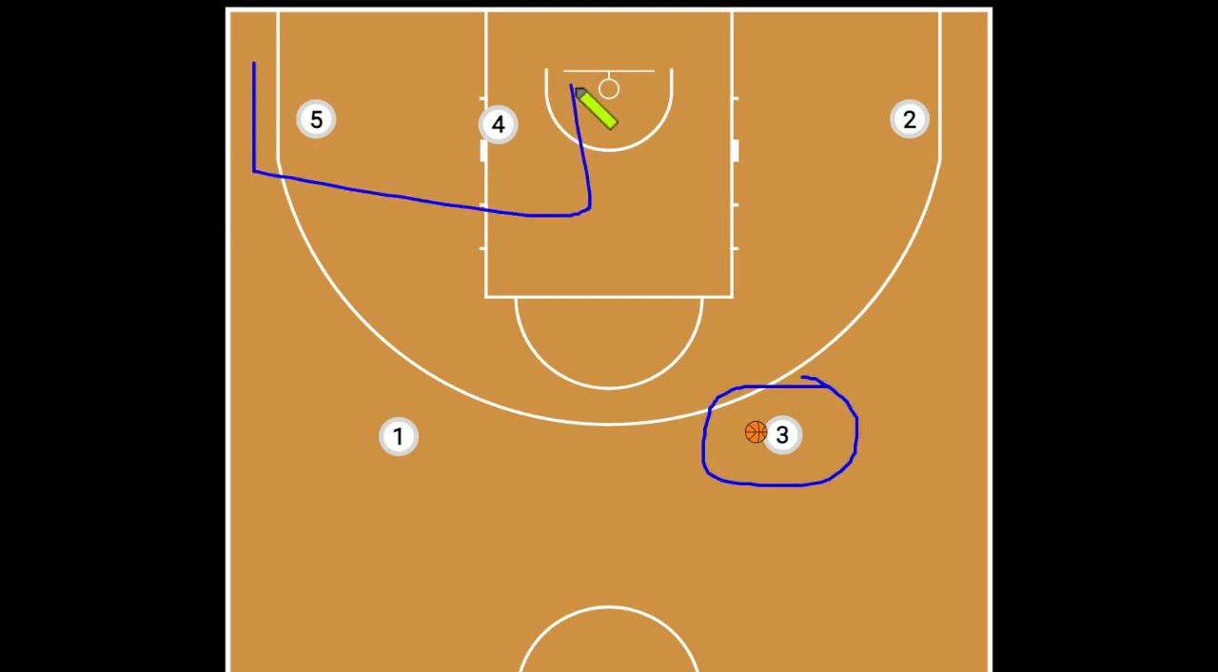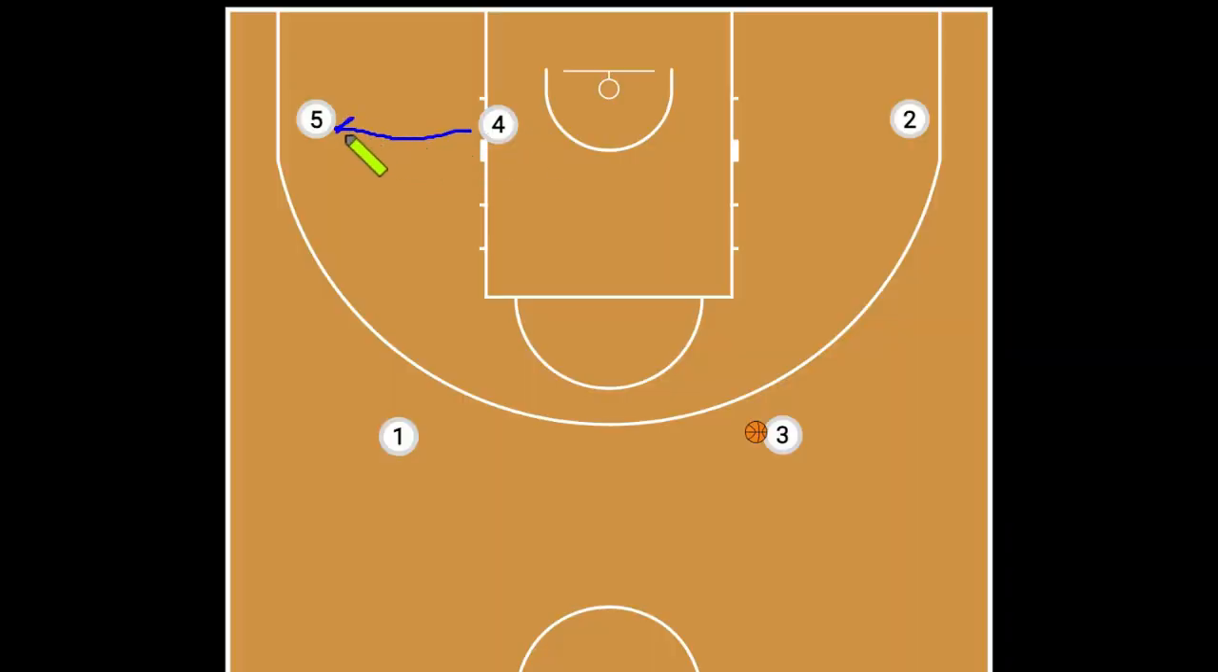And we have 2 players on this side of the floor and 1 player on this side of the floor. So that's how we can make it continuous. Now number 4 comes and sets that screen for number 5. Number 5 comes off the screen. We can look to get them a pass, but if they don't get the pass, that's okay. They're going to continue moving.